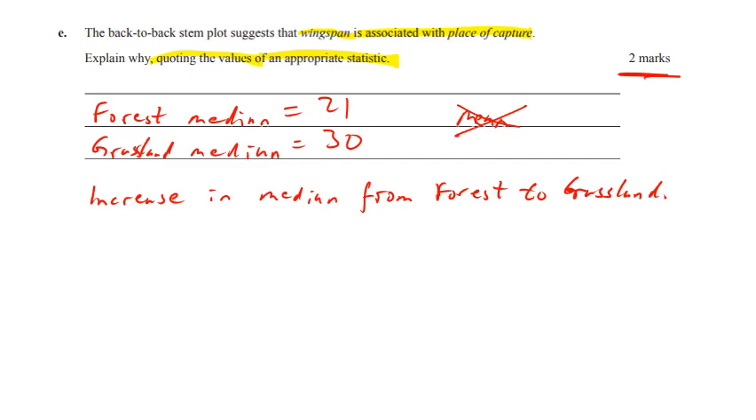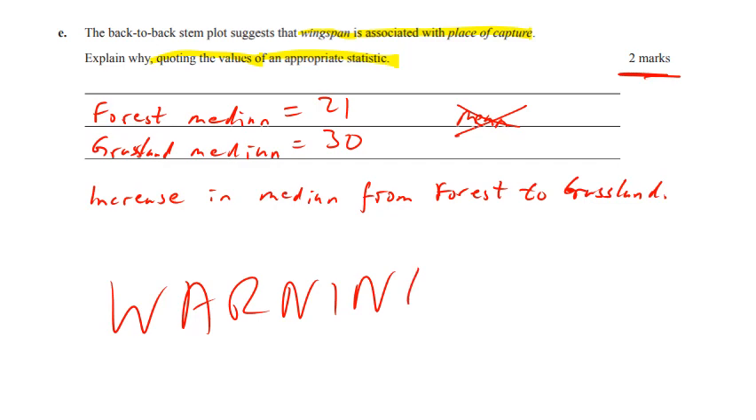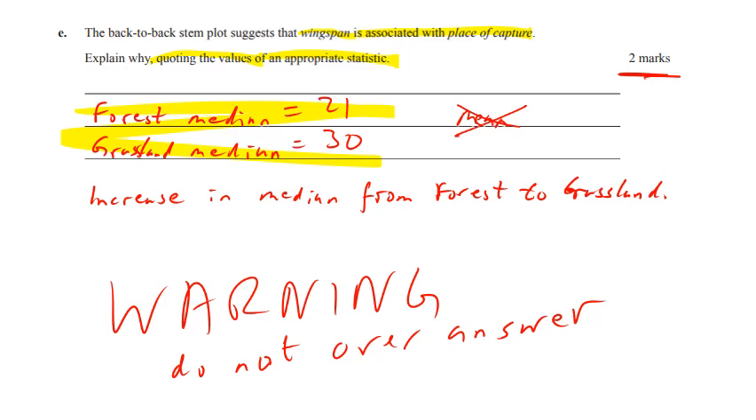It says here, students who initially gave the required median comparisons and then went further by quoting comparisons of other irrelevant statistics were not awarded full marks. So think about this. If you're one of those people who tries to fool your teacher by writing more and more stuff, you actually lose marks for that. And that's a big warning: do not over answer. So you only had to do 2 things. The appropriate statistic, which was median, was 1 mark, and then just talk about the increase in median from forest to grassland. That's all you had to do.